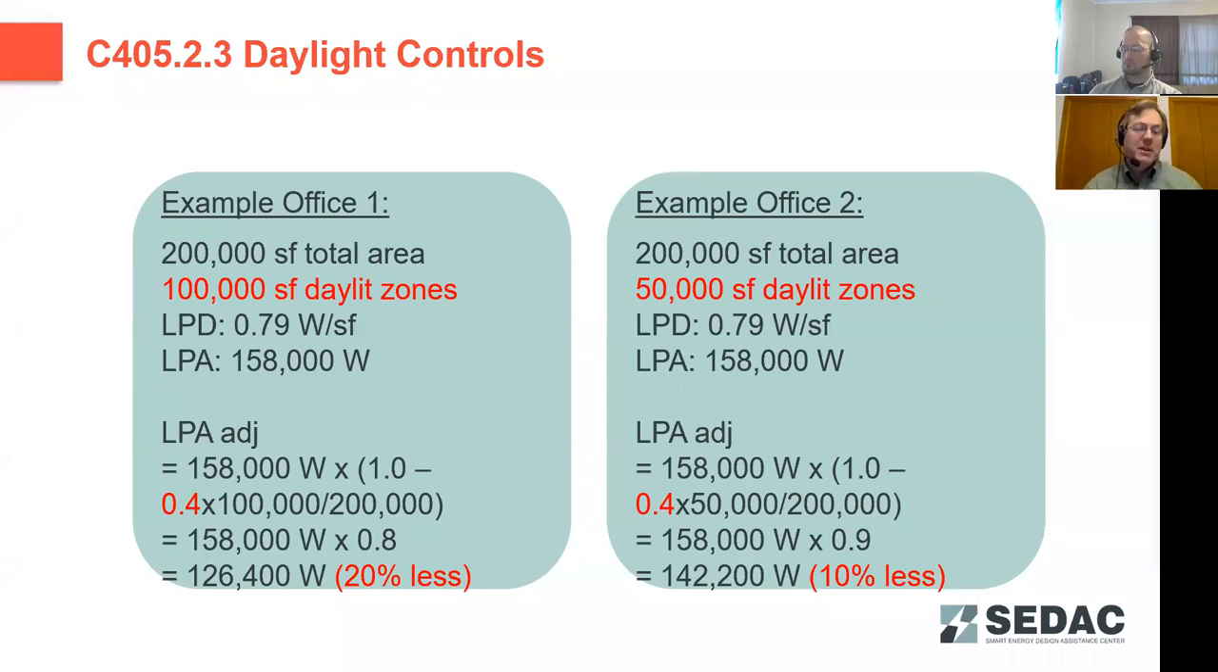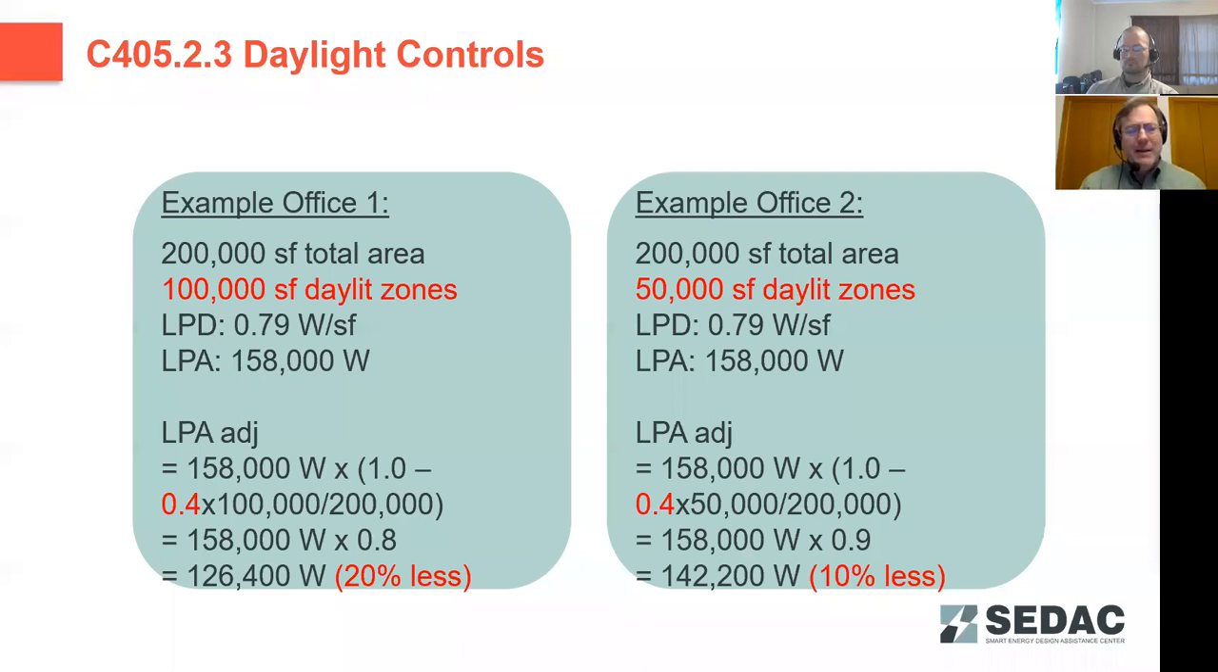In the second example, I only have a quarter that's in the daylit zone, and so I need to reduce by a quarter of 40%, or 10%. This 10% will come up again a little bit later. And so in the second example, if my connected lighting power is under 142,200, then I'm done with daylight responsive controls.